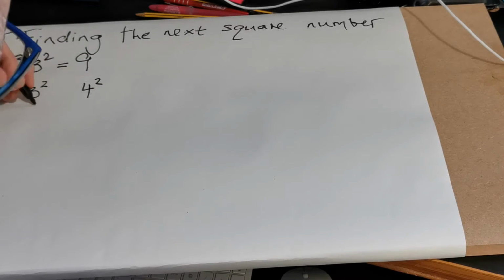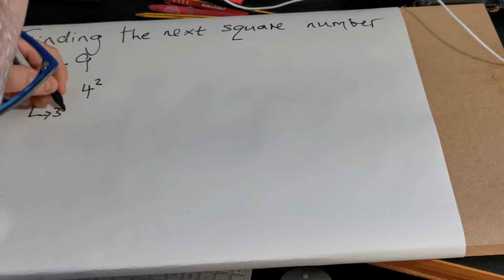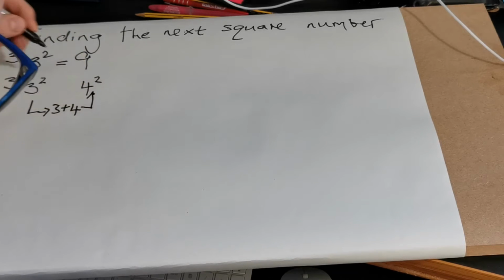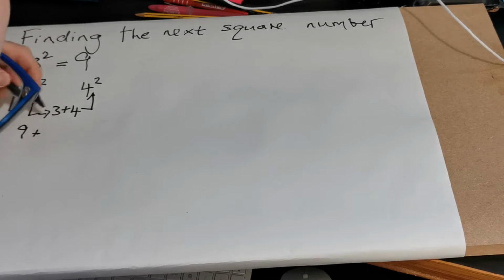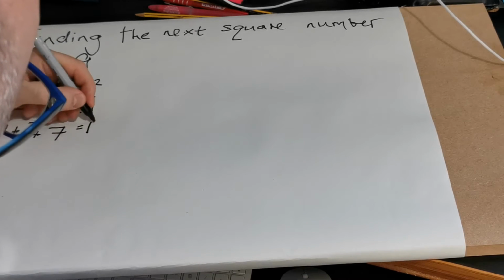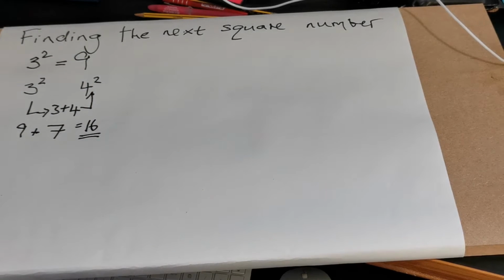If I add 3 and 4, I should get the right answer. So 9 add 3 plus 4 is 7, which equals 16, which is indeed 4 squared.